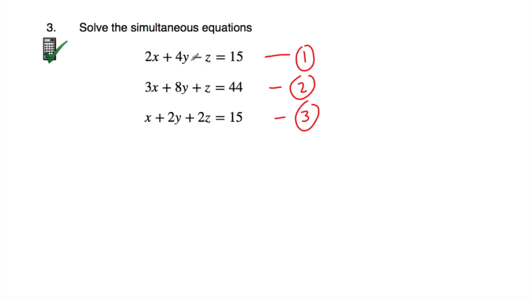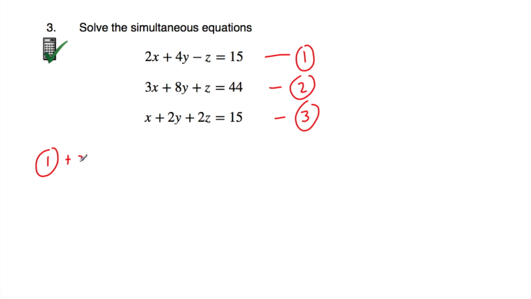Okay, so let's cancel some of the variables. So let's start off with z, because here if we look at equation 1 and equation 2, we've got minus z and z. And if we do minus z plus z, that's equal to 0. For instance, if you had minus 10, you add 10, that's equal to 0. So I'm going to add equation 1 and equation 2.